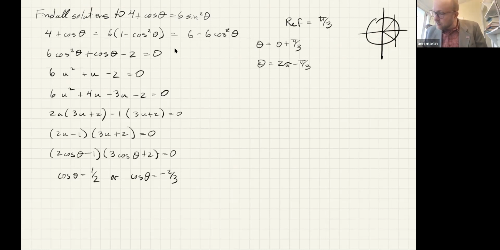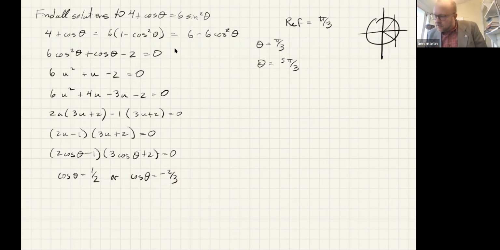Now I am going to tidy those up a little bit. And instead of 2 pi over 3, I will write the fraction 5 pi over 3. And then I'll bump this one back a little bit there. All right. Then we're going to look at our other possibility here, our cosine being negative 2/3.